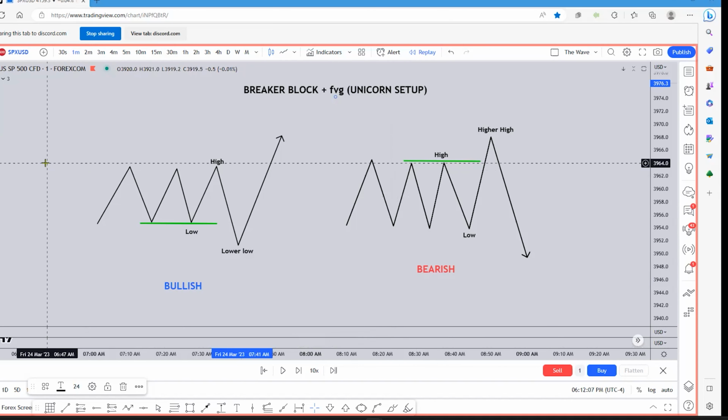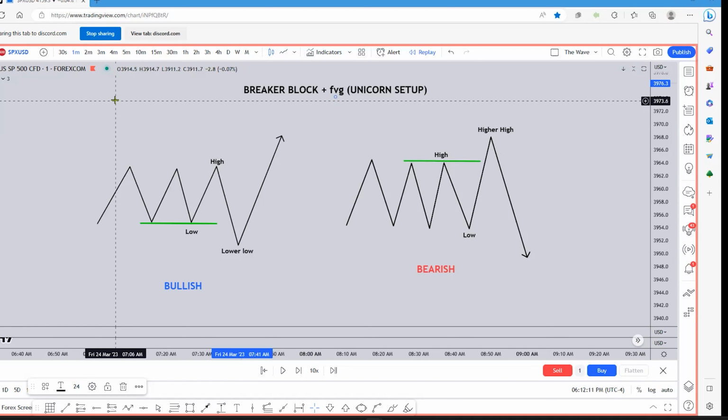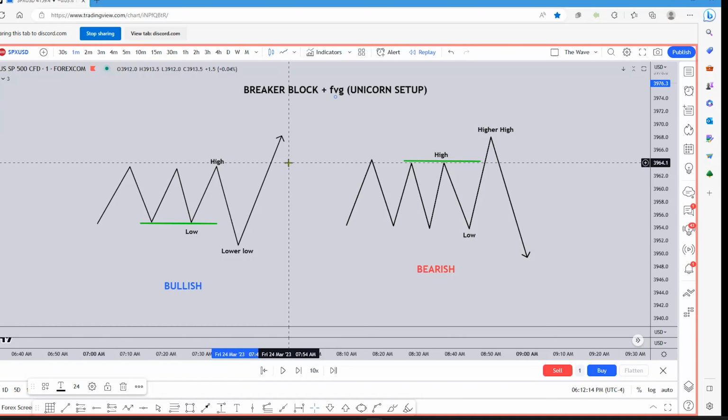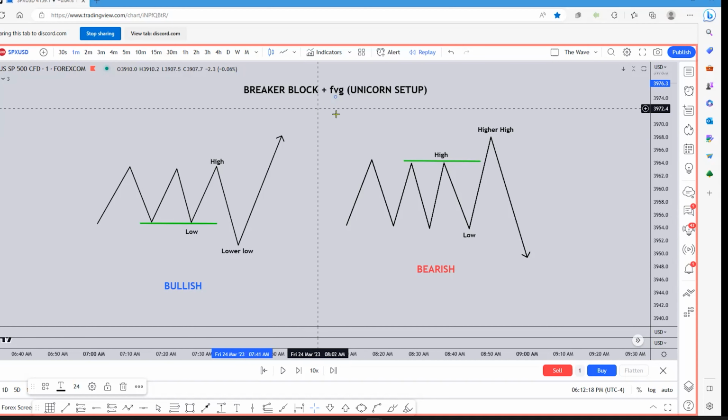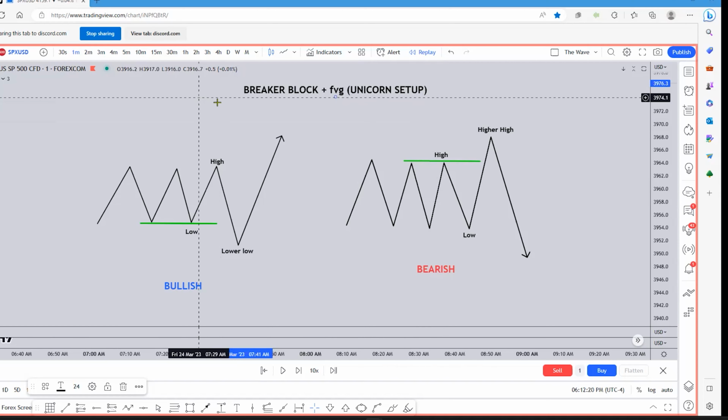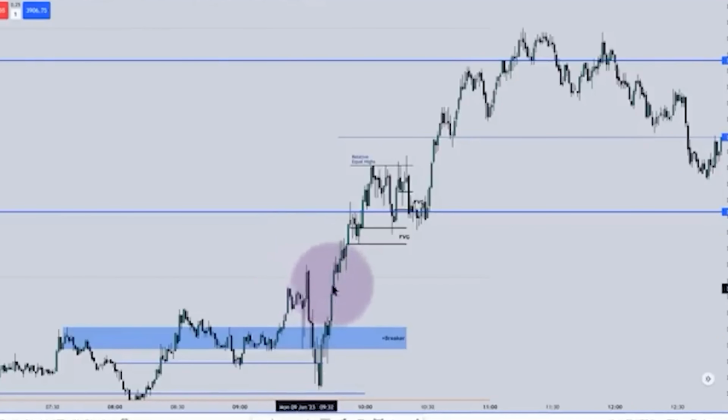Alrighty, so today I wanted to give a lecture on breaker blocks, plus our fair value gap. This is what ICT calls your unicorn setup. Right inside this range here, that's where that fair value gap happens. If you're bullish and you have that right there, folks, that is a unicorn.